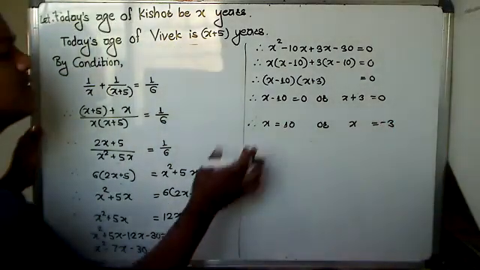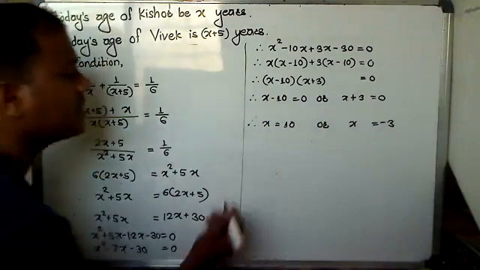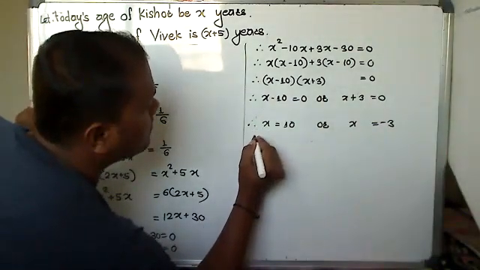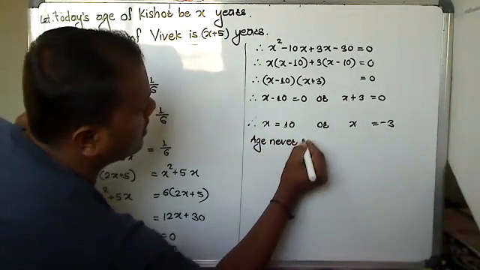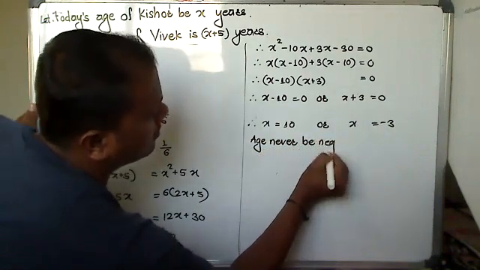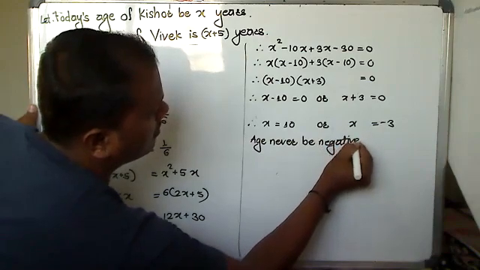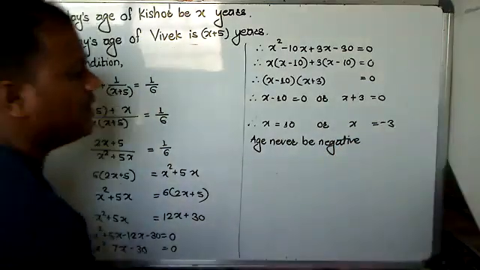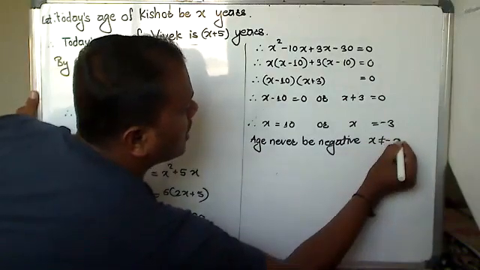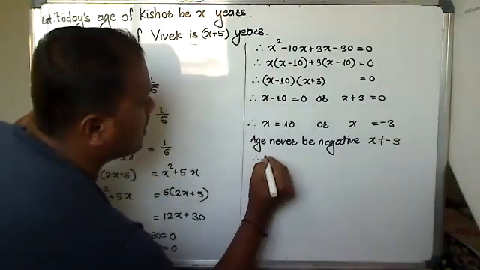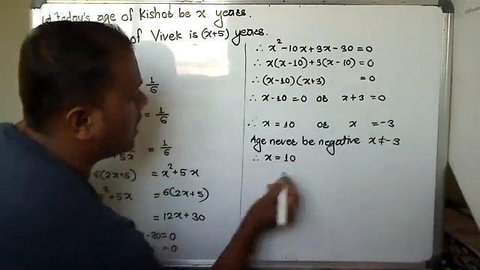Now what is x? x is age, and age can never be negative. So x is not equal to minus 3. Therefore x is equal to 10.